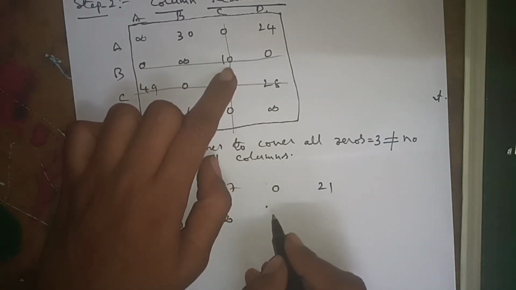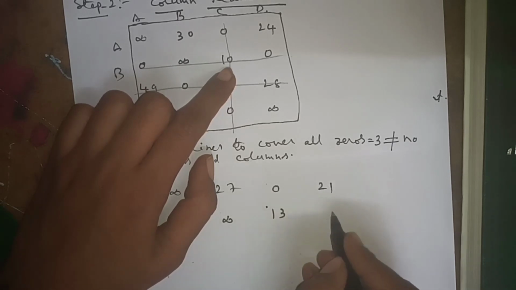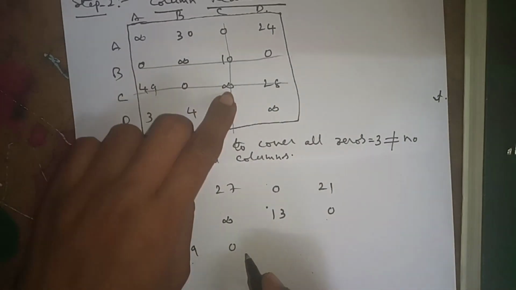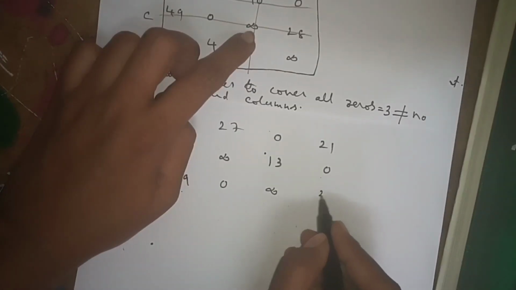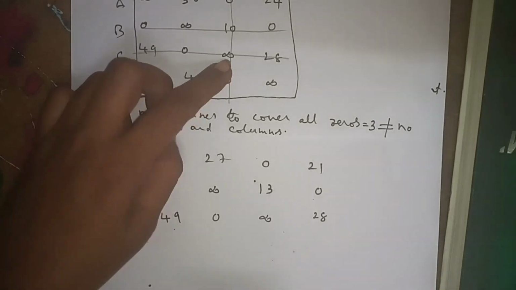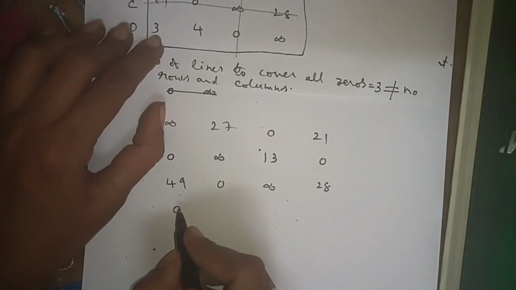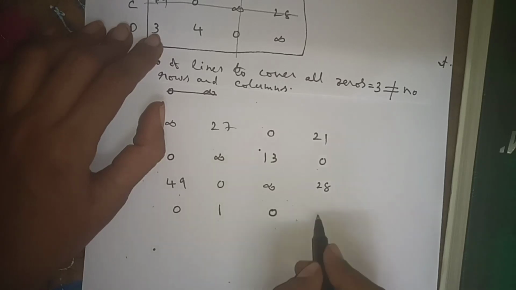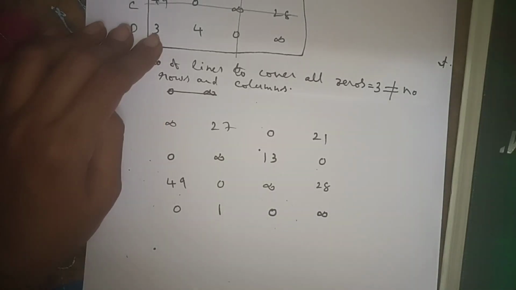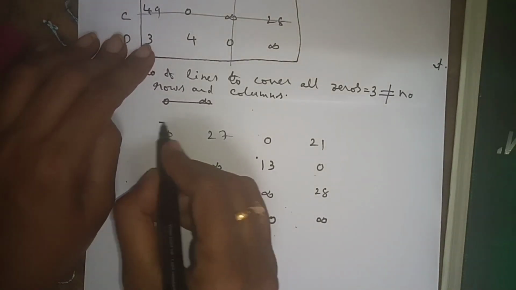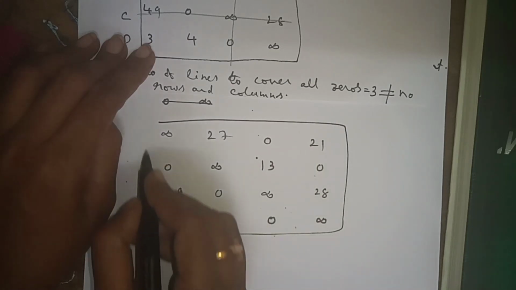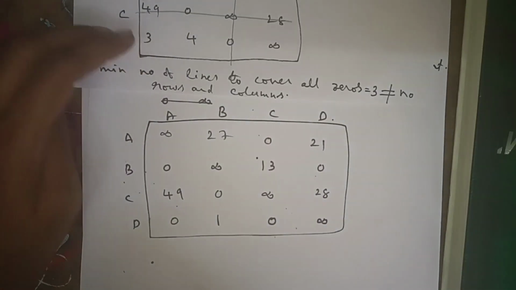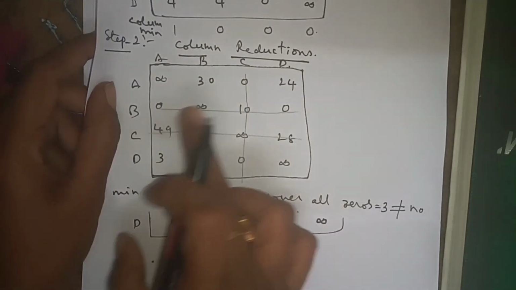10. 10 is the intersection of two lines. We have to add 3. 13 and 0. Wherever an intersection is there, we have to add 3. This one as it is, 49, 0, intersection point. Infinity plus 3 is infinity only. And 28. 3 minus 3, subtracting 3 from the uncovered cell. 3 minus 3, 0. 4 minus 3, 1. 0, infinity. I subtracted 3 from the uncovered elements. I added 3 at the intersection points.